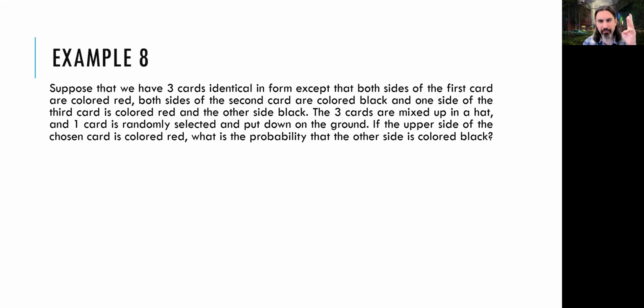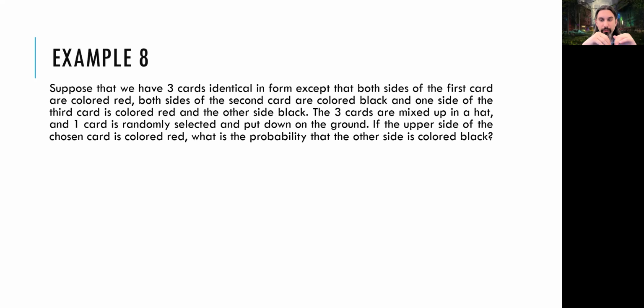We have four events here. The one event is seeing that the top side is red. This is the event R. Top side is red. We know this one already. Then the three events are: the card is either red-red, RR, or red-black, RB, or black-black, BB. These are the four events.